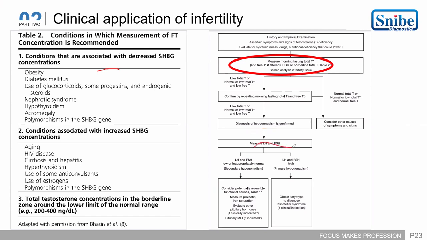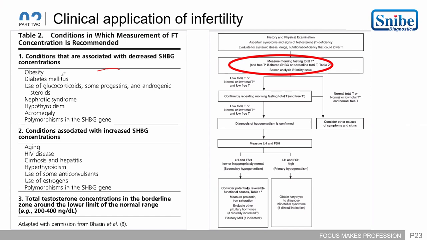When you measure LH and FSH, hypogonadism can be distinguished into secondary and primary hypogonadism. Then you can go for karyotyping to diagnose Klinefelter syndrome, and also look for potentially reversible functional causes, which may include measuring prolactin, iron saturation, and the pituitary hormones, and an MRI to rule out these causes.